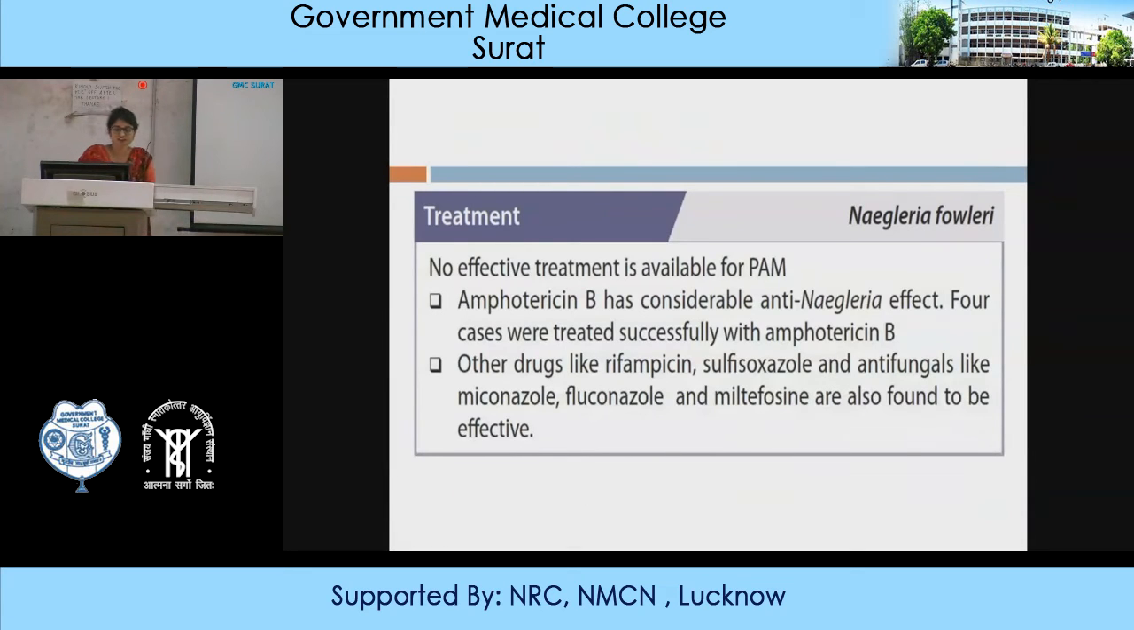No effective treatment is available for this primary amoebic meningoencephalitis. Amphotericin B has been given to the patients. Other drugs used are rifampicin, sulfadoxazole, antifungals like miconazole, fluconazole, and miltefosine, which are found to be effective in case of Naegleria fowleri.